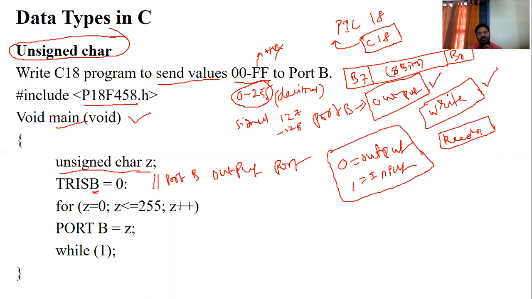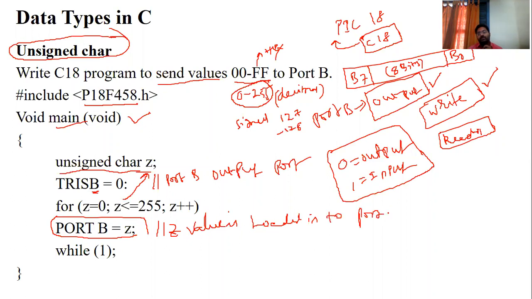So see this Z value. You can assign this value in the for loop, Z from 0 to 255. So this Z value is loaded into port B. Otherwise, we can write a while loop, but then this logic fails. Again, it is written for this case.